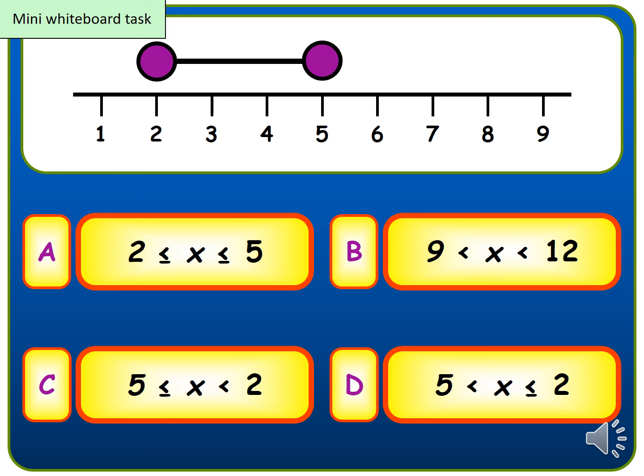Can you please have a go at this mini whiteboard question? Once you're finished, can you please return to the video and I'll give you the answer.